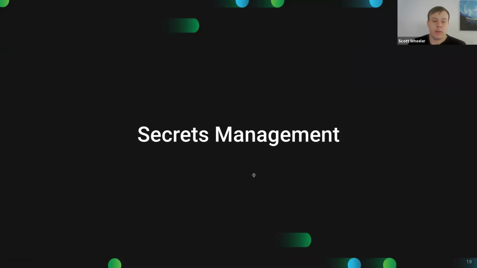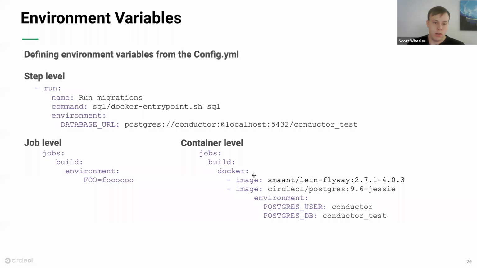Moving into secrets management. We can use a couple of different methods to manage secrets. The first one is environment variables. An environment variable can be set at several different levels: at the step, job, and container level. These are all defined in the config.yml.